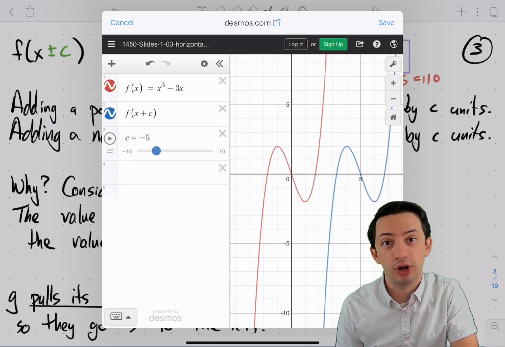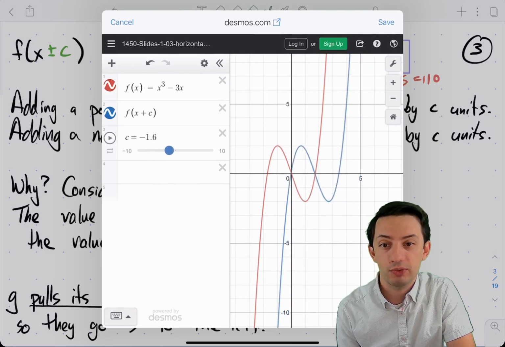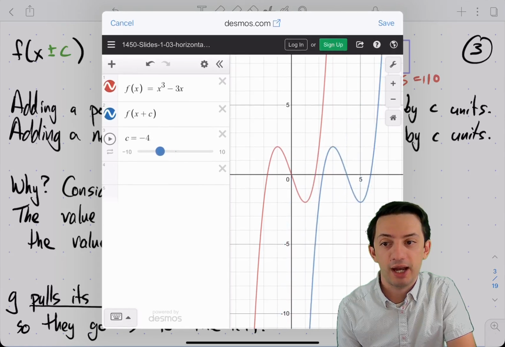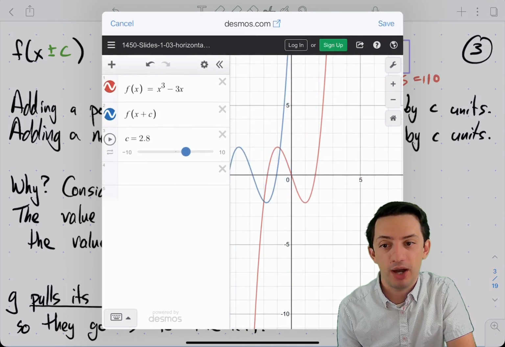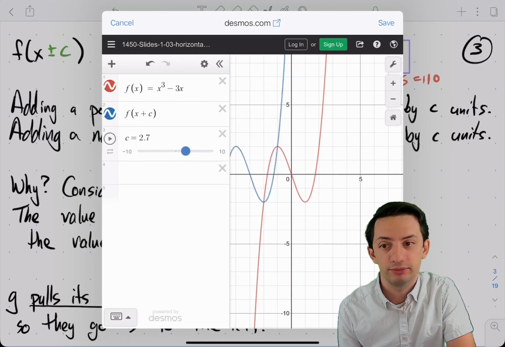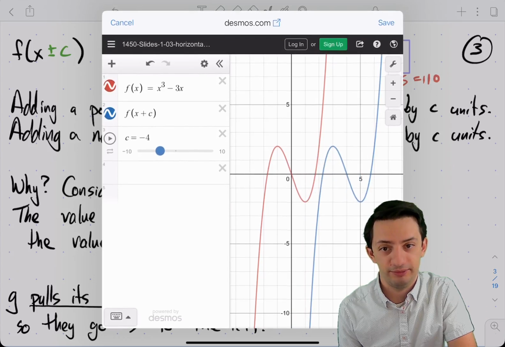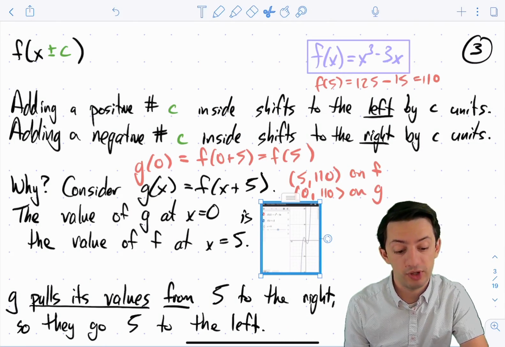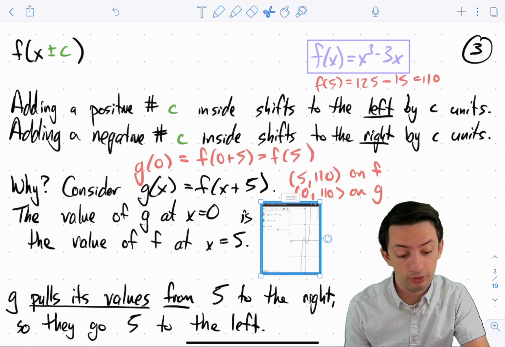Okay, so to summarize, adding or subtracting a number inside the function causes what we call a horizontal shift left or right. And it's got kind of the backwards fact that a positive number shifts it to the left and a negative number shifts it to the right. That's our second out of the 4 transformations. On to number 3 now.